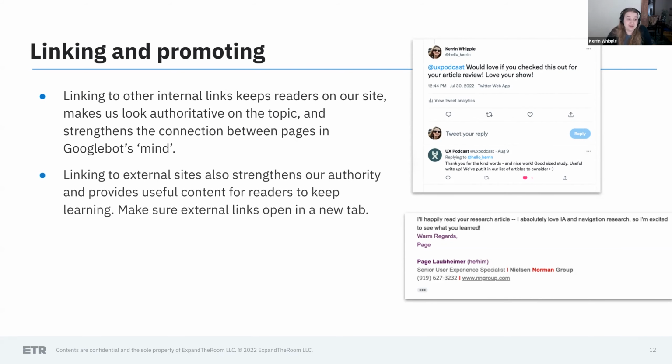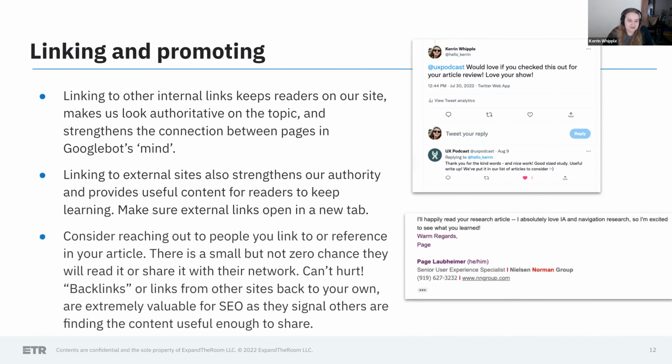External sites also strengthen our authority, because we're saying we don't know everything, but here are more resources. It makes the article more legitimate and it's helpful to the user. Just make sure external links open in a new tab so users don't completely leave our site. And consider reaching out to people you link to or reference in your article. It might seem like a small chance, but it can't hurt to say, hey, I mentioned you in this article, would love if you read it.